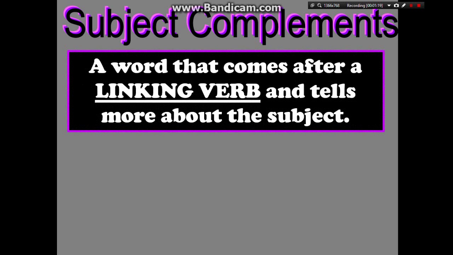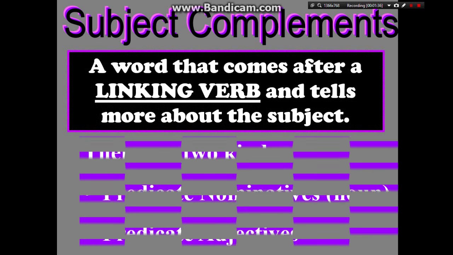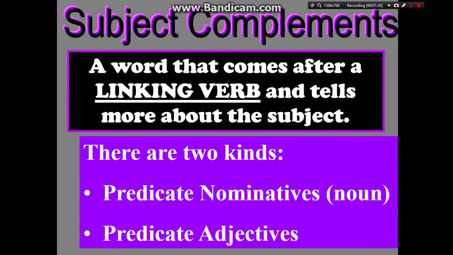Subject complements. You probably already wrote this down, but if not, make sure you get it down right where it says subject complements on your foldable. It's a word, it comes after a linking verb, and that's why it's so important to know the difference between linking verbs and action verbs. And it tells more about the subject. There are two kinds. There are predicate nominatives or predicate nouns and predicate adjectives. Another reason we need to know the parts of speech. You need to know the difference between a noun and an adjective.